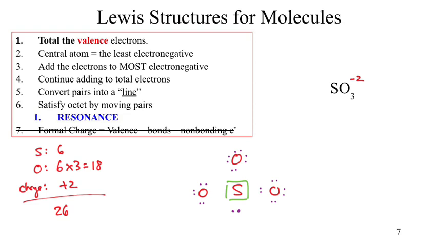Anywhere I have a pair of electrons between atoms, I will turn into a line representing the bond that connects those atoms.